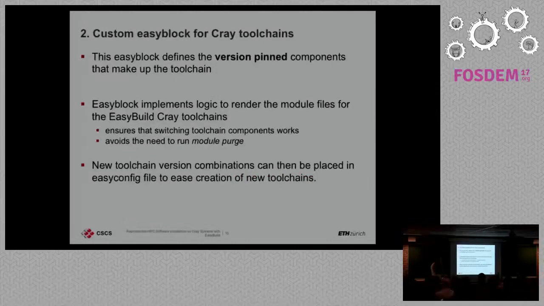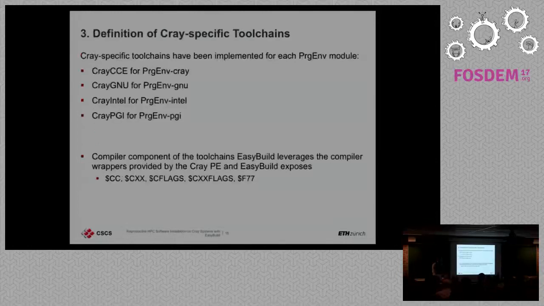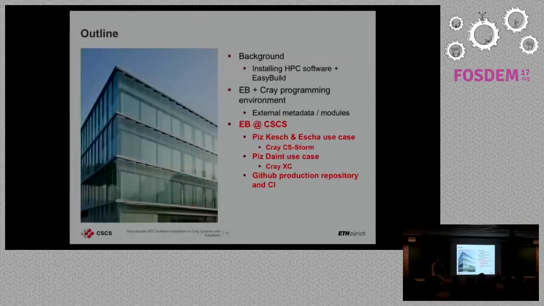Also the easyblocks, I will speed up a little bit here because of the time. The easyblocks are specific to the Cray toolchains. You can go on GitHub if you want to see the details. Here I just want to mention that we have one toolchain for each programming environment available on Cray, and we automatically map the variables that you need for building software on the Cray, because we have wrappers on Cray. We don't use GCC or the compilers directly, we use the Cray compiler wrappers.